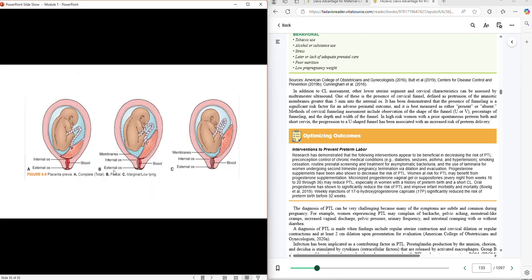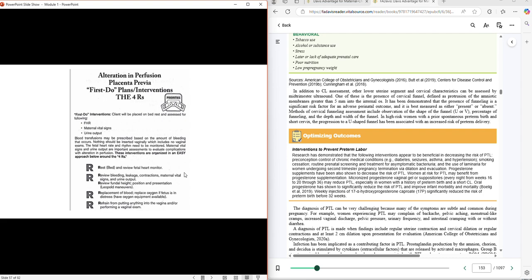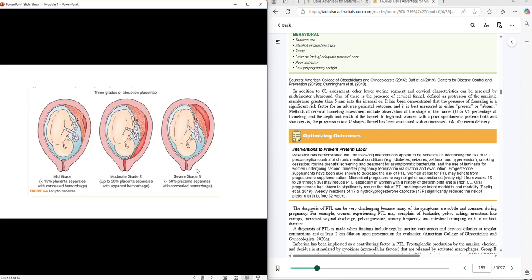This is a picture of the placenta previa that's from your book. Just some rest. Of course, she would be on bed rest. Okay. And this is the abruption pictures that are from your book.